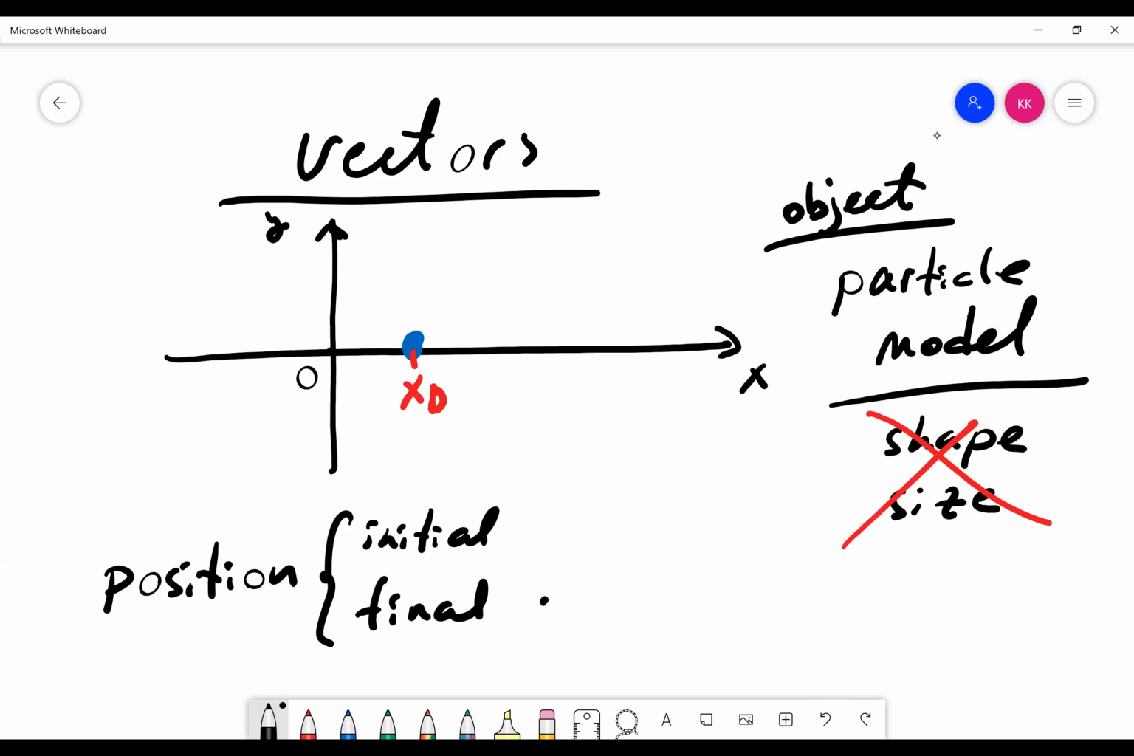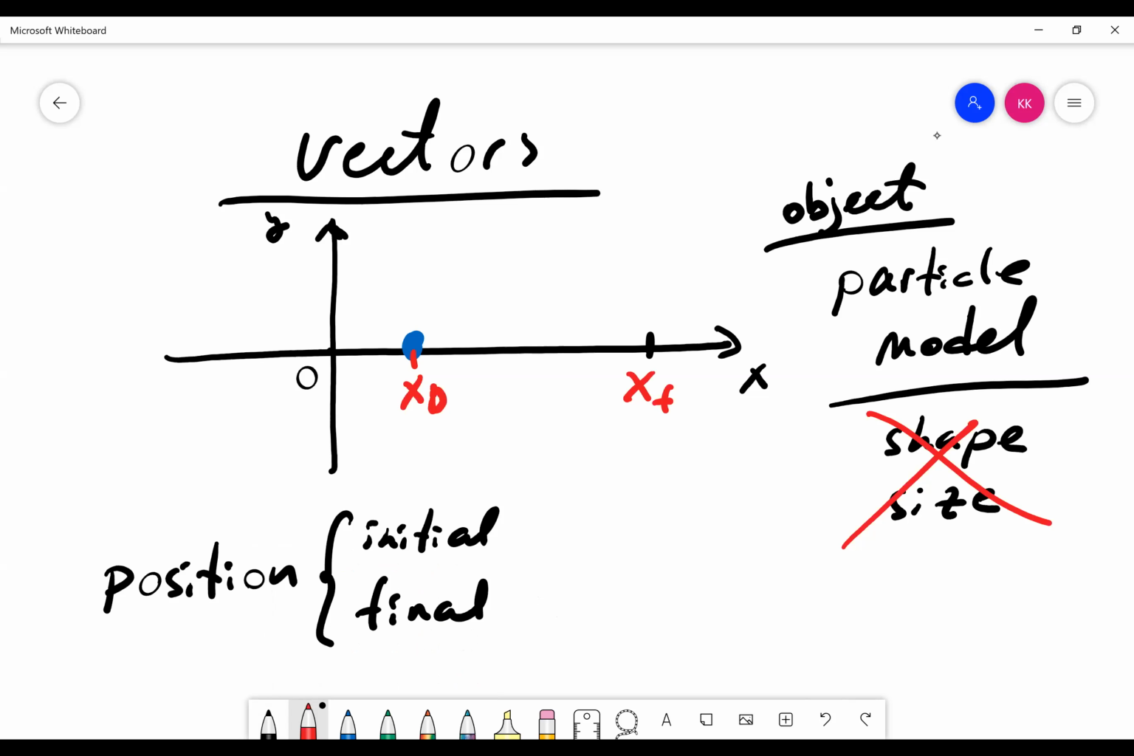That means the object goes from this initial position to, let's say, this final position. And we represent it x sub f, x final. All right. And what I have here is, you can see, this distance from x initial to x final gives me two pieces of information.